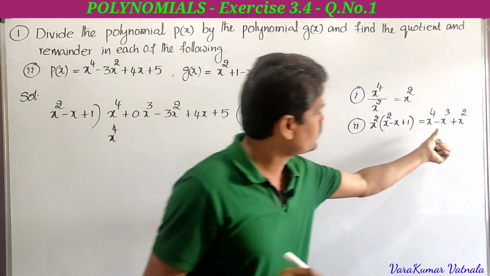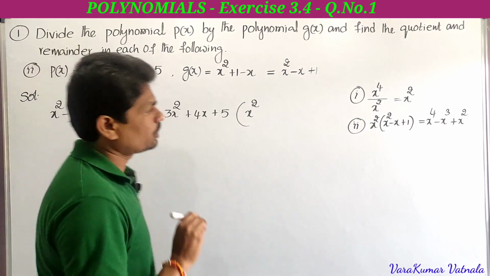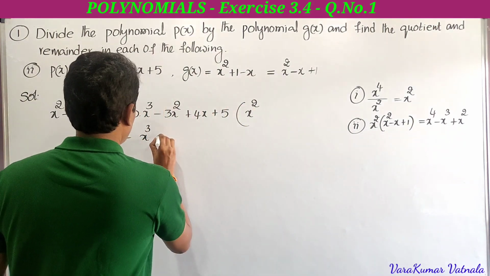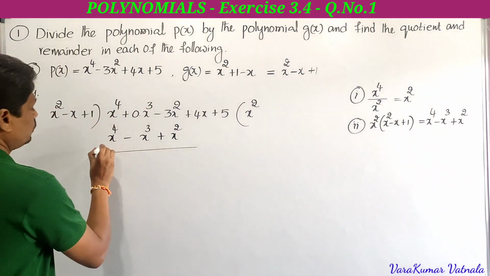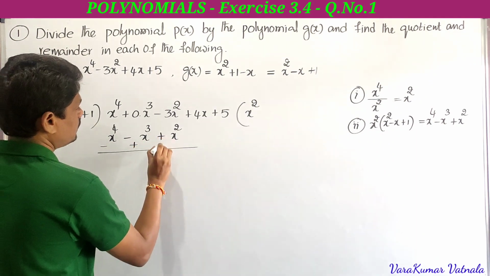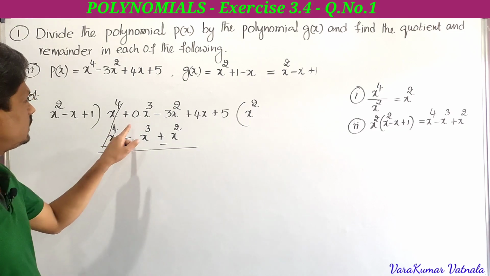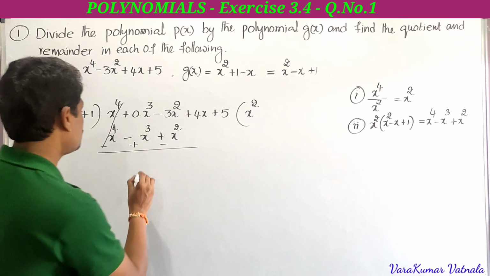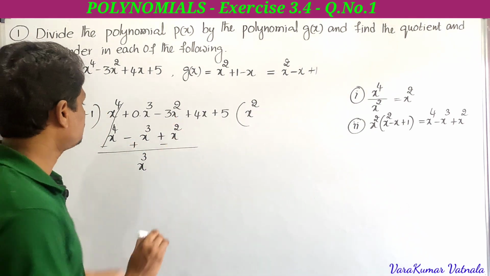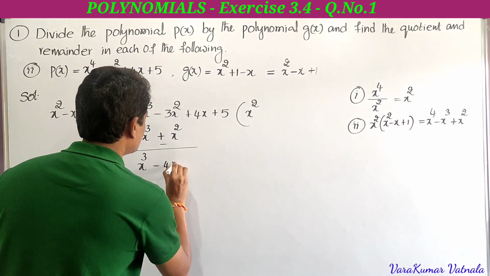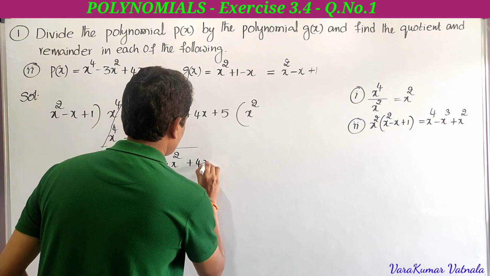Next, minus x cube is there, so write minus x cube here. Next, plus x square is there, write plus x square below the x square term. Now subtract, so the signs change: minus, plus, minus. x to the power 4 minus x to the power 4 gets cancelled. 0x cube plus x cube, we get x cube. Minus 3x square minus x square, we get minus 4x square. Next take the x term, write plus 4x here.